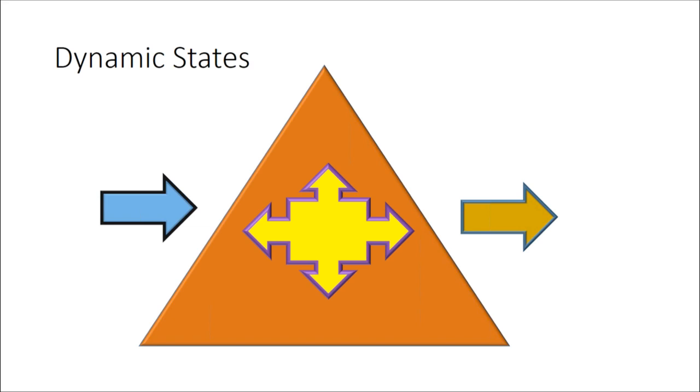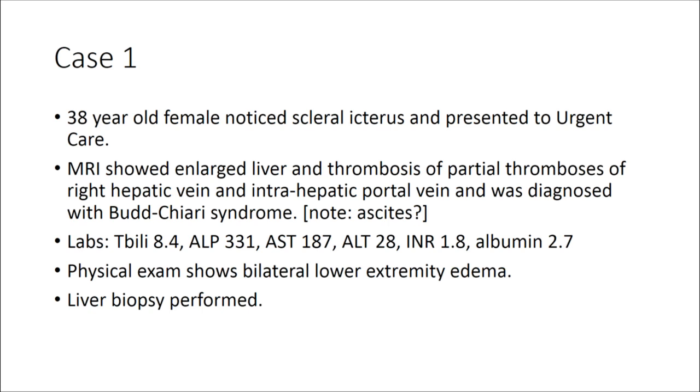So let's start out with a case that I had recently, and this is a 30-some-year-old woman who noticed that she had scleral icterus, and she presented to the urgent care. At that time, an MRI showed an enlarged liver and partial thrombosis of the right hepatic vein and intrahepatic portal vein. And at that time, she was given a diagnosis of Budd-Chiari.